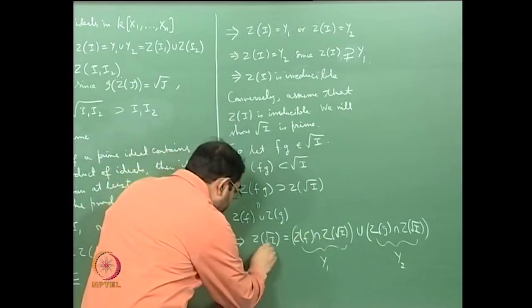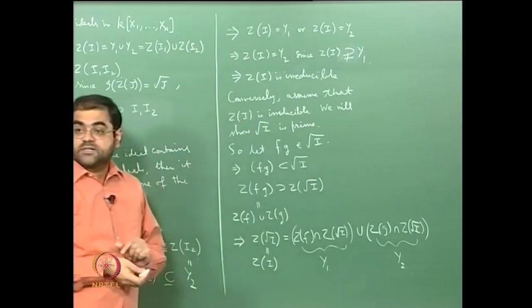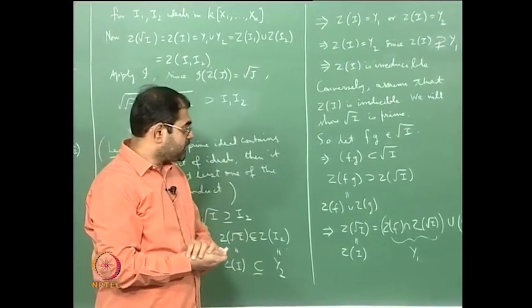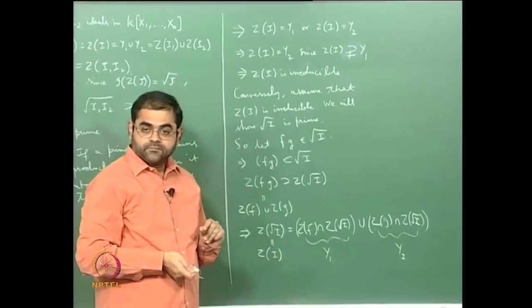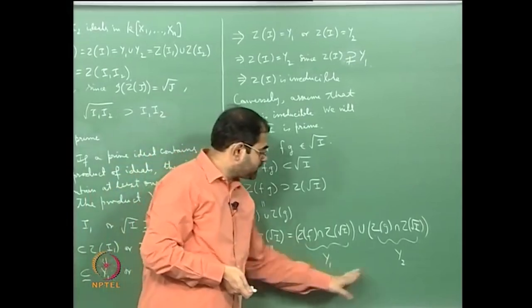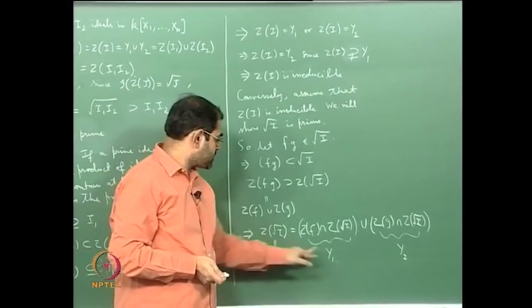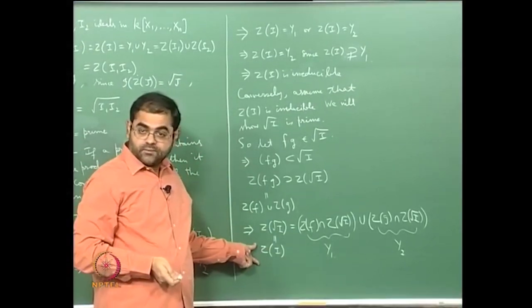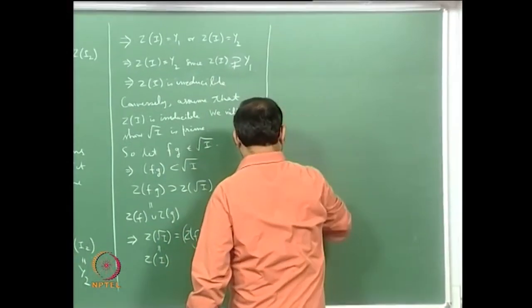But mind you, Z of rad I is the same as Z of I. But what is the assumption on Z of I? The assumption is that it's irreducible. So the moral of the story is that either one of these is empty, and if both are non-empty, then one of them has to be the whole Z of I itself. Okay, so let me write that out here.